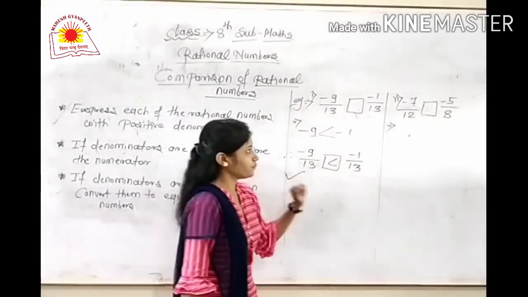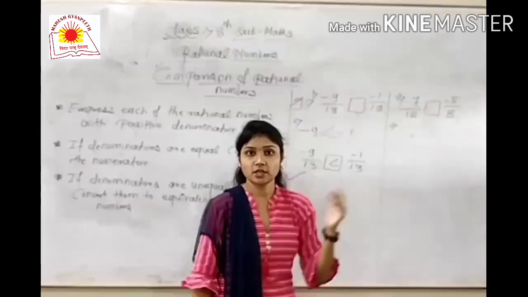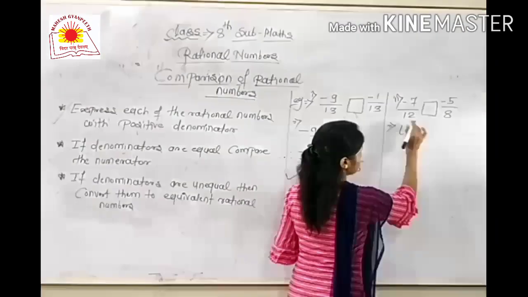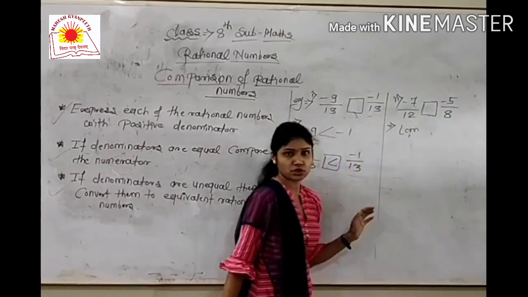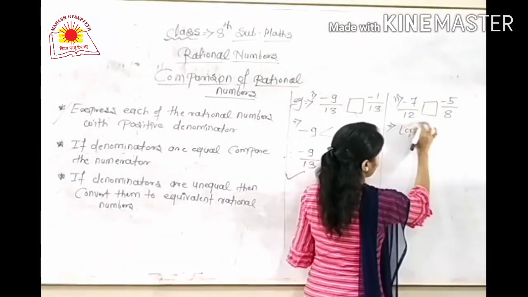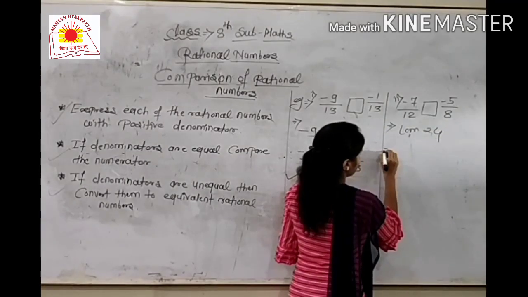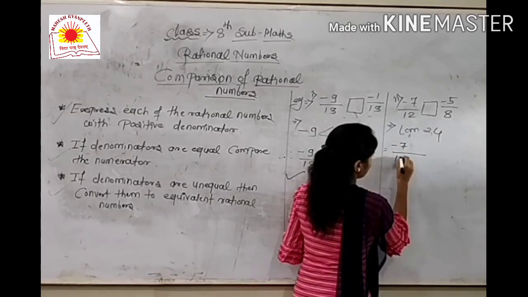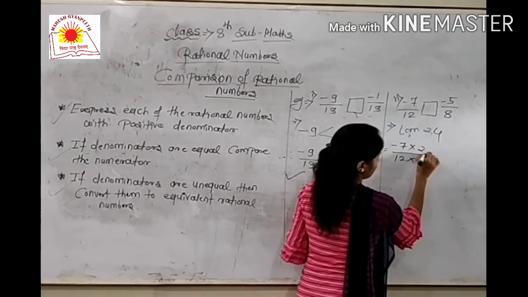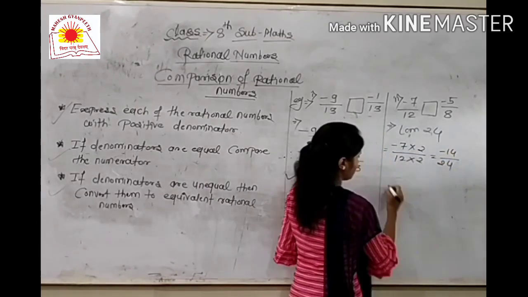Okay, now the second example: minus 7 upon 12 and minus 5 upon 8. These are different denominator rational numbers, so you have to use the LCM. Firstly, you see whether the denominators are positive or negative. These are positive denominators. Now, the LCM of 12 and 8 is 24. First take minus 7 upon 12: 12 multiplied by 2, and also minus 7 multiplied by 2, gives minus 14 upon 24.